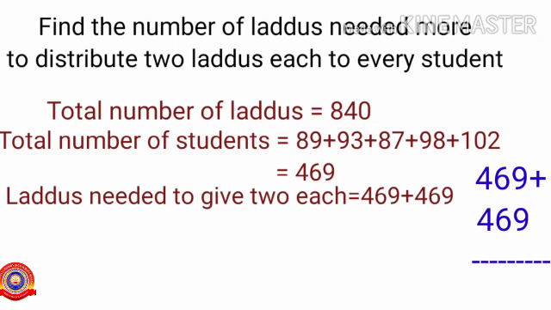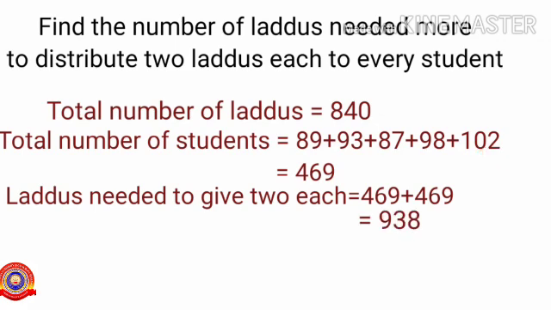9 plus 9, 18. Right? 8 here, 1 carry over. 6 plus 6, 12. 12 plus 1, 13. Right? 3 here, 1 carry over. 4 plus 4, 8. 8 plus 1, 9. So, laddus needed to give 2 each is 938.